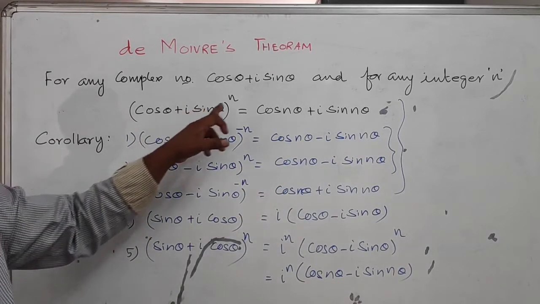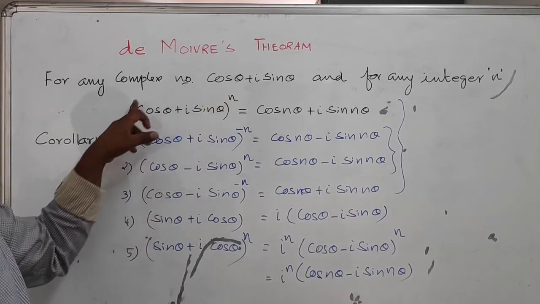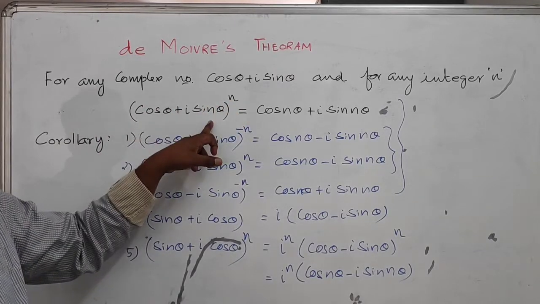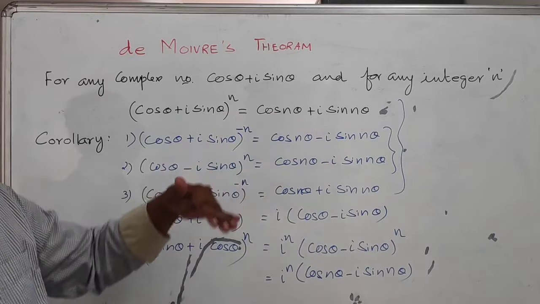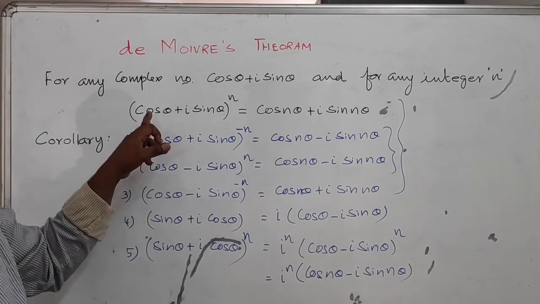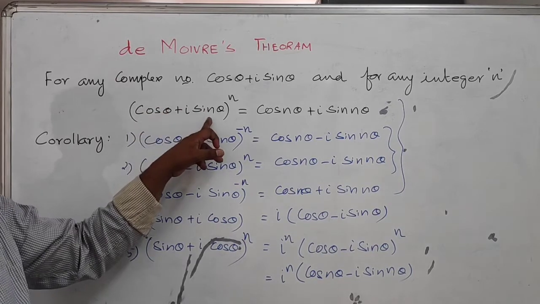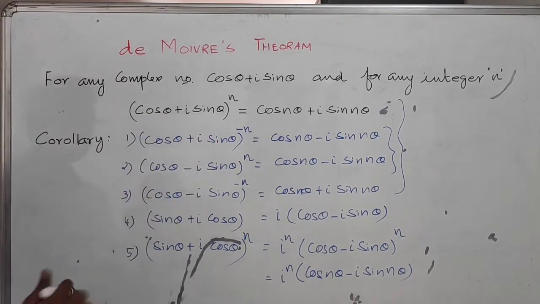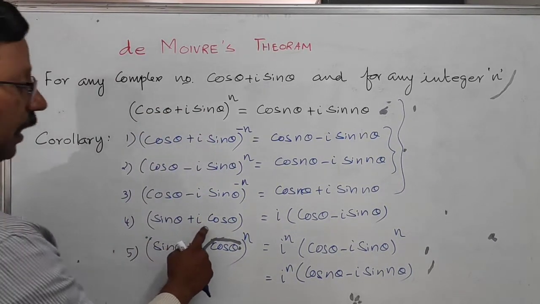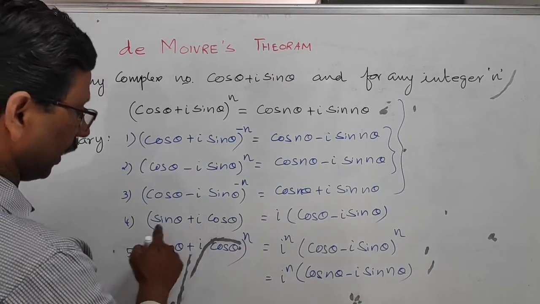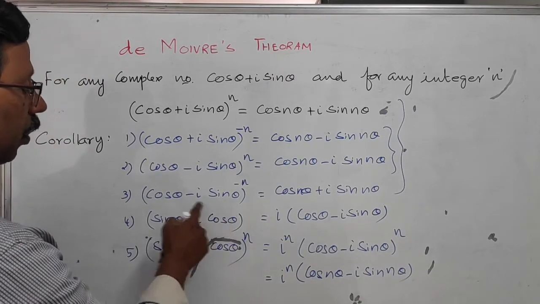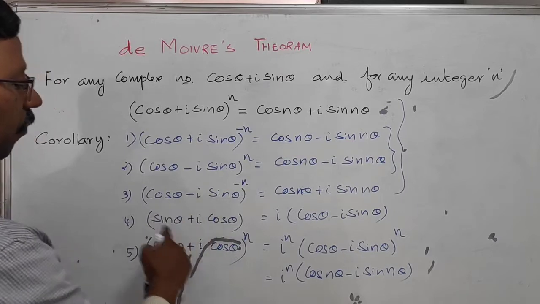Whenever you have raising to the power n for a complex number which is in the polar form, you can write like this. But what is the standard polar form? Always the real part must be cos, imaginary part must be sin. Look at this one, sin theta plus i cos theta. Now it is not in the polar form.